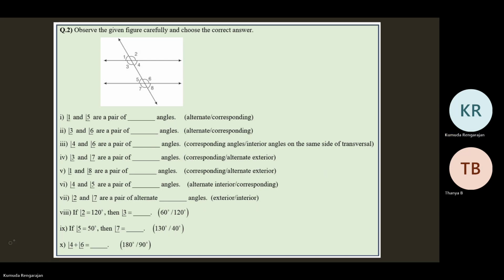Angle 1 and angle 5 are a pair of corresponding angles. Correct. 3 and 6, alternate interior angles. Correct. 4 and 6, corresponding angles. 4 and 6 are not corresponding. Sorry, interior angles on the same side. Correct.